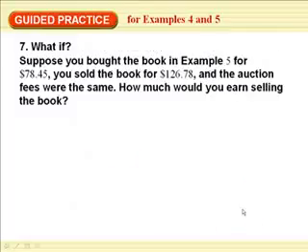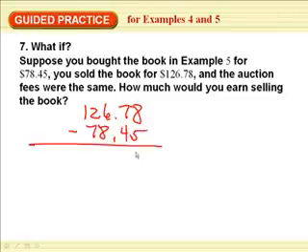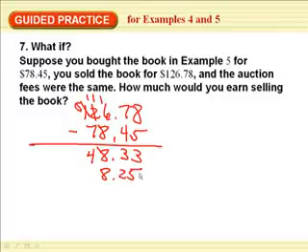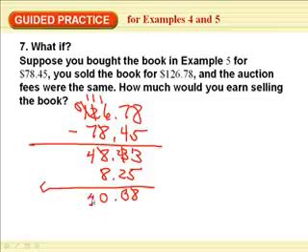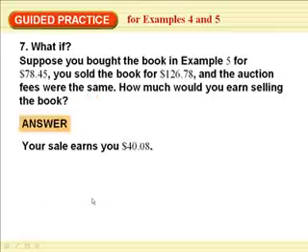All right, suppose you bought a book in example 4 for $78.45 and you sold it for $126.78 at the auction and the fees were the same. How much did you earn? So again, let's subtract $126.78 minus what that book cost you. Let's see, 6, 7, 8, that'd be 18, 11 minus 7. You'd make $48.33, but the fees are the same, so you have to take out that fee. $40.08. There you go.